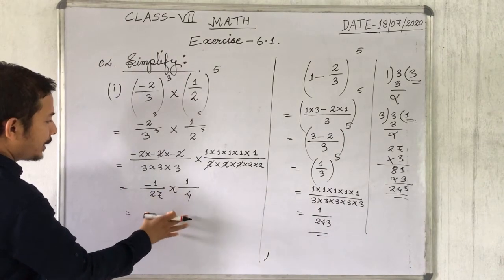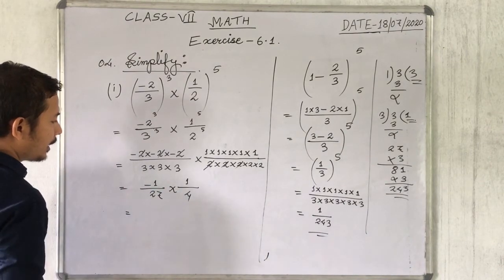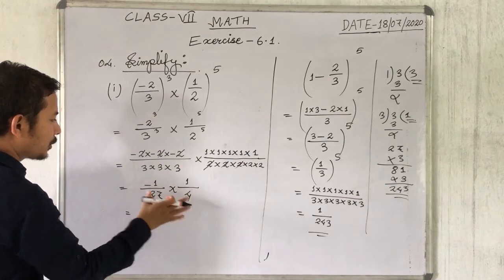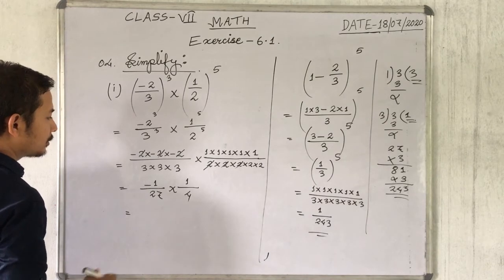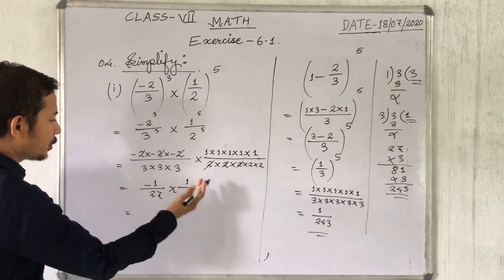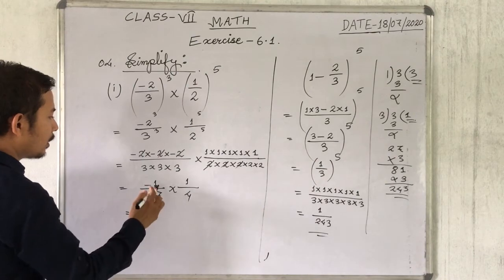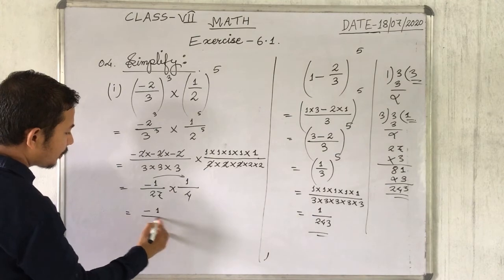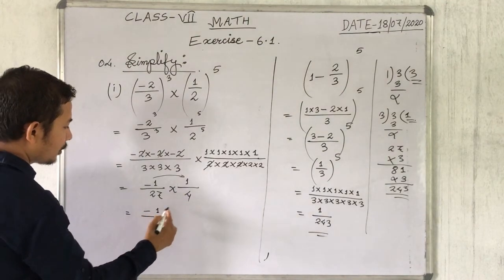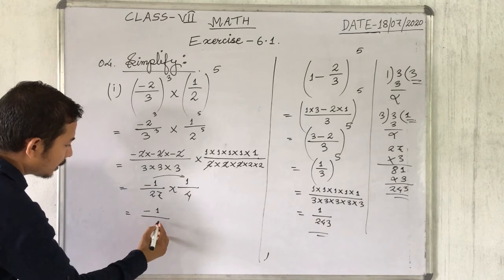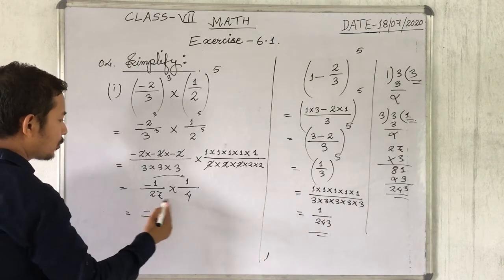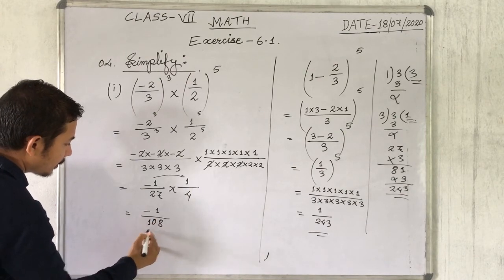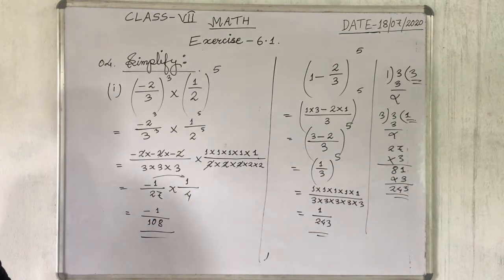Now look at here, there is no other number you can divide with each other, in denominator and numerator you see there is no other number, so we have to multiply numerator with numerator only and denominator with denominator. So if you multiply this minus 1 and 1, it will be minus 1 only, right? So if you multiply 27 and 4, 7 times 4 is 28, you carry 2, 2 times 4 is 8 and 2 is 10, so 108. So minus 1 by 108 is the solution of this question.